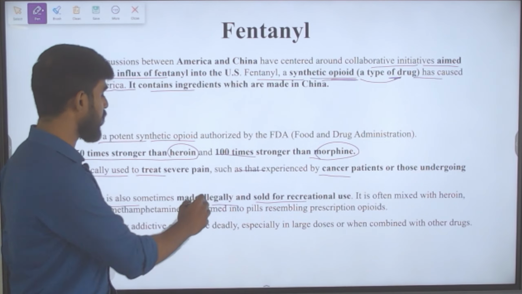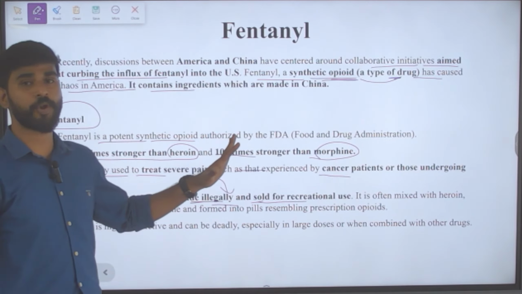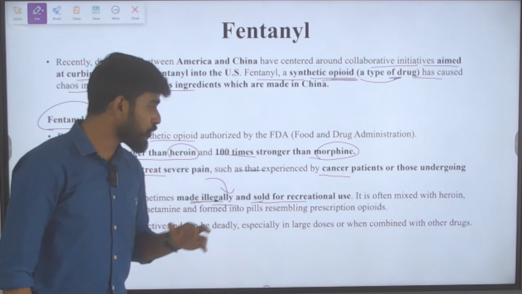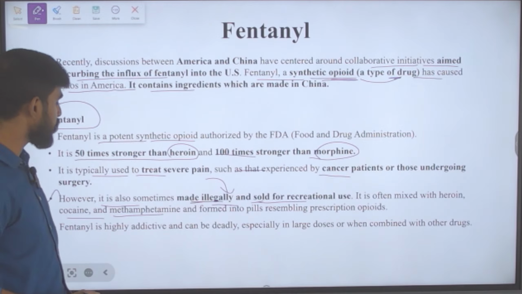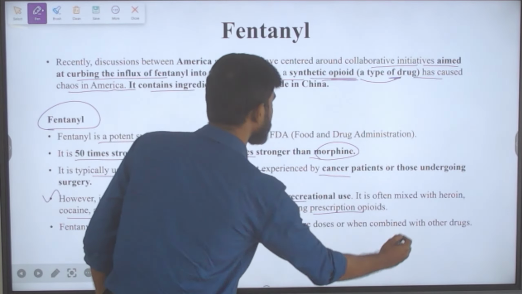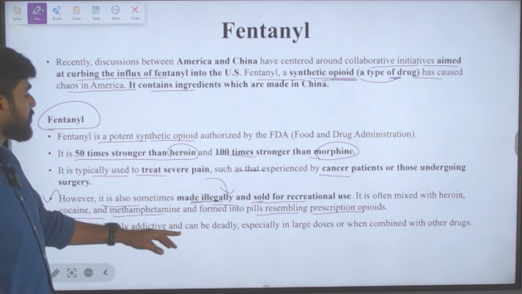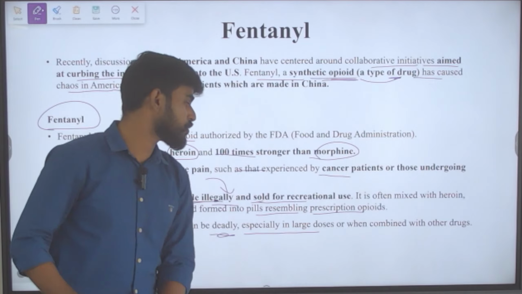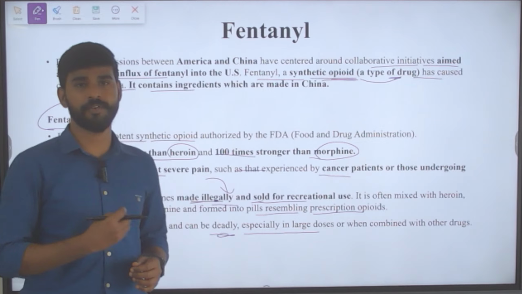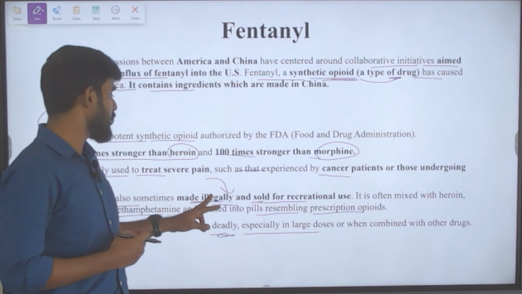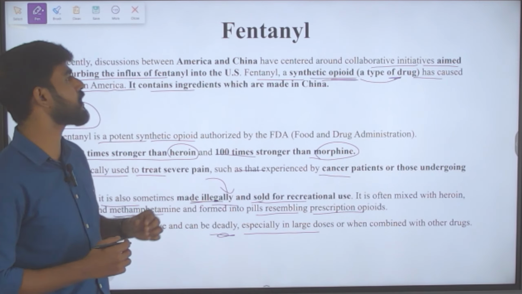This is where the problem occurs. So when it is made illegally and sold for recreational use, that becomes a problem, that becomes a menace. Okay, so it is often mixed with heroin, cocaine and methamphetamine, meth. Okay, and formed into pills resembling prescription opioids. Okay, and this fentanyl is highly addictive and can be deadly, especially in large doses or when combined with other drugs. So that is why it is a threat now. We have to address this threat, if it is illegally sold for recreational purposes. Okay, so this is what we need to know about this particular topic, that is fentanyl.